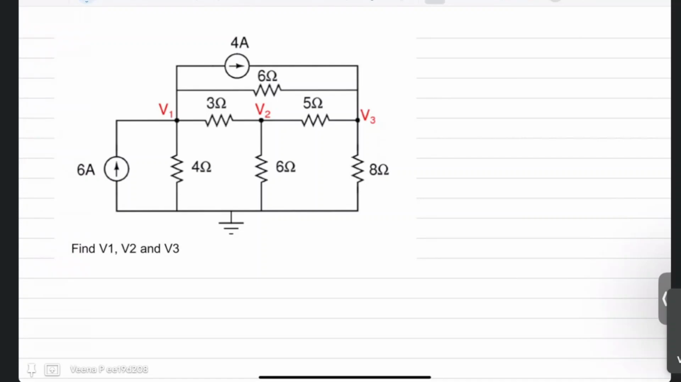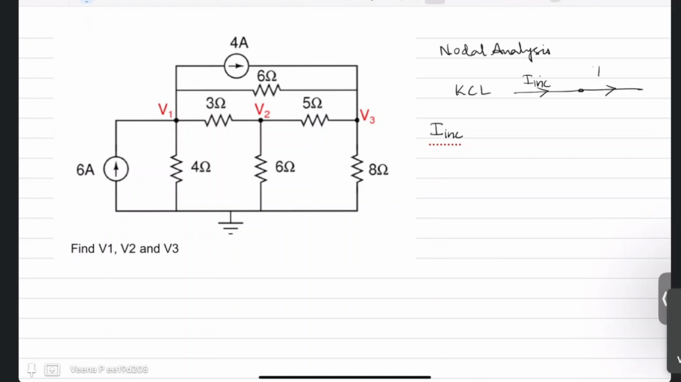So you're asked to find the node voltages V1, V2, and V3. You can directly apply nodal analysis. So here's a quick go through of nodal analysis. In nodal analysis, we follow Kirchhoff's current law. KCL states that all the currents coming into a node, which are incoming currents, is the same as the current which leaves the node, which is outgoing current. So the incoming current is the same as the outgoing current. This is what Kirchhoff's current law states.